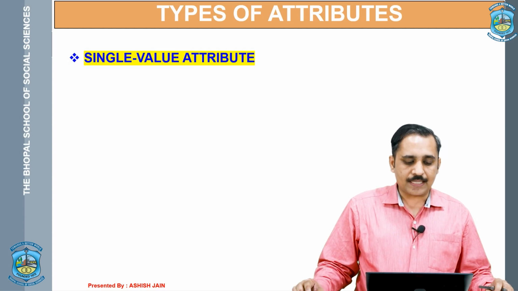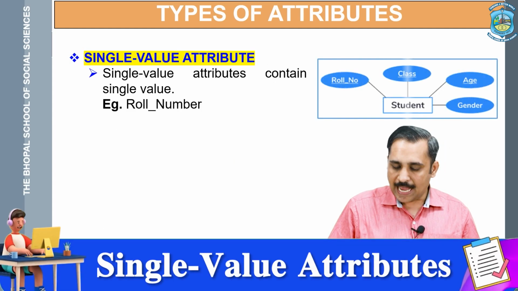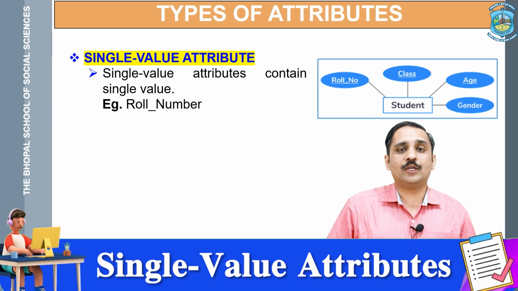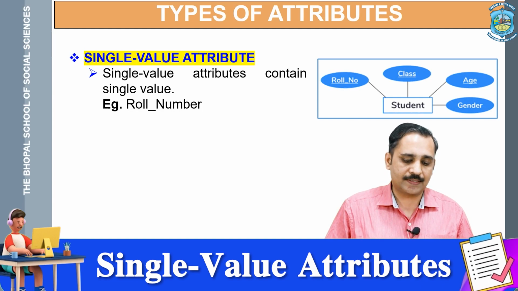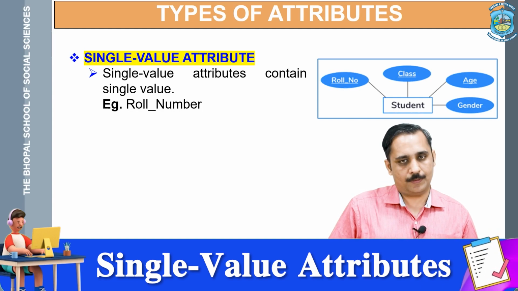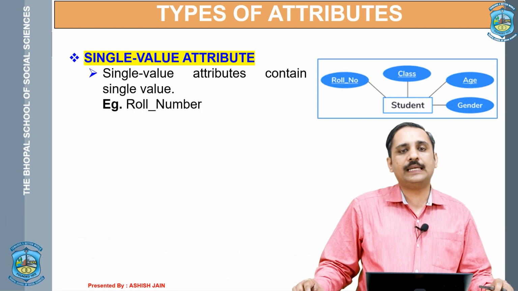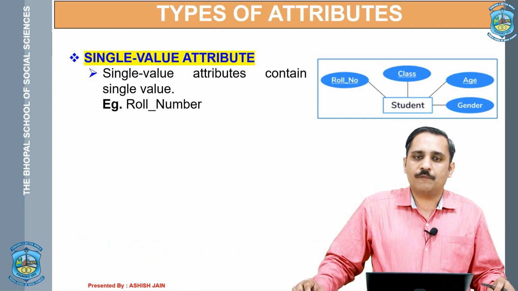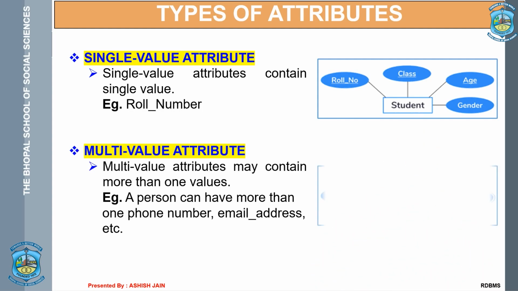The next type is a single value attribute. As the name suggests, it may contain only one atomic, that is, a single value. For example, roll number. A person can have only one roll number or one official name and so on.